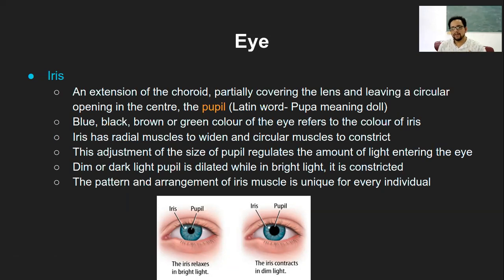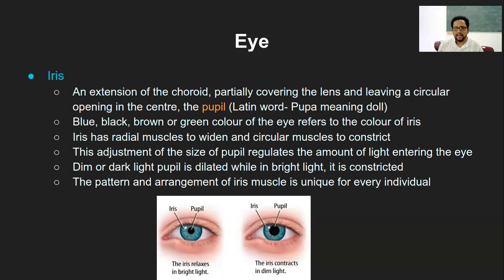Or in contrary, if you are going in dark, the pupil size is a little dilated because the amount of light is very less, and you want more and more light to enter the eyes, and that is when the pupil size is dilated. So that is the adjustment of the pupil to regulate the amount of light entering the eye. And that's what is explained in this line: in dim or dark light the pupil is dilated, in bright light it is constricted, otherwise in other situations.